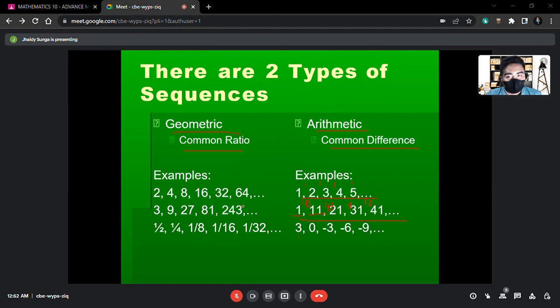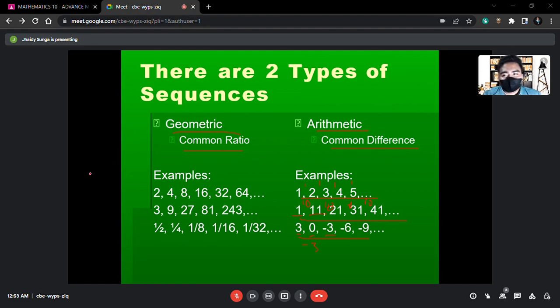So how about this one? You could see its difference. It's decreasing. So therefore, the difference would be what? It would be negative, all right? So it is like a sub 2 minus a sub 1, which would be 0 minus 3, it would be negative 3, right? So negative 3, as well as this one example.